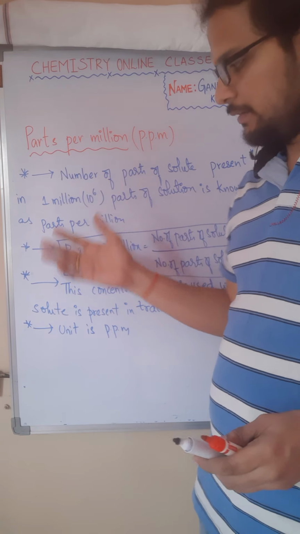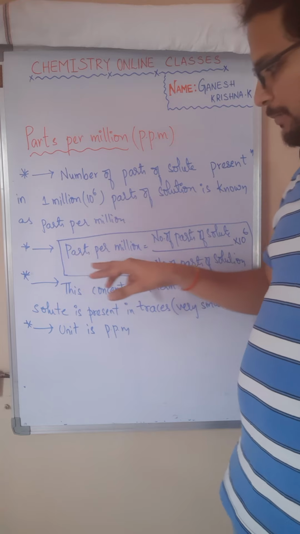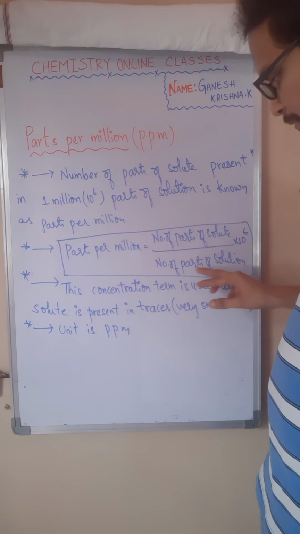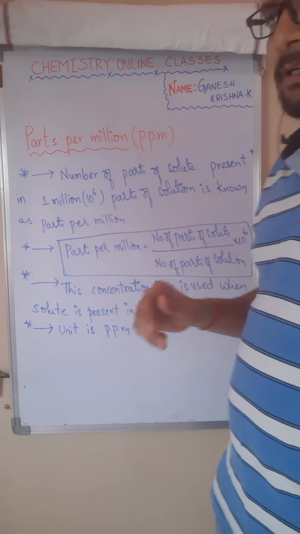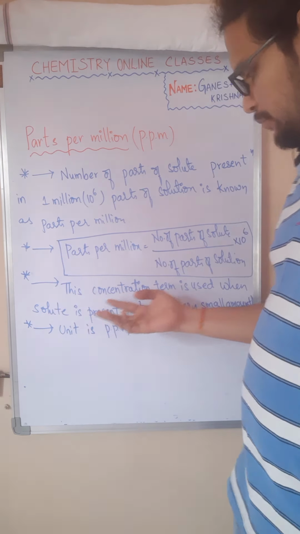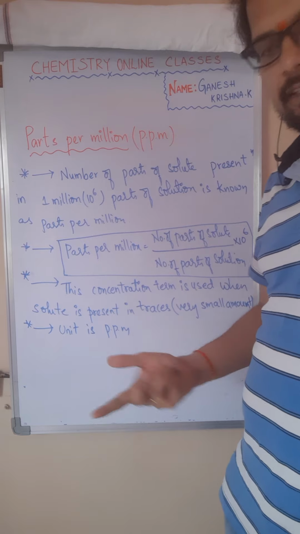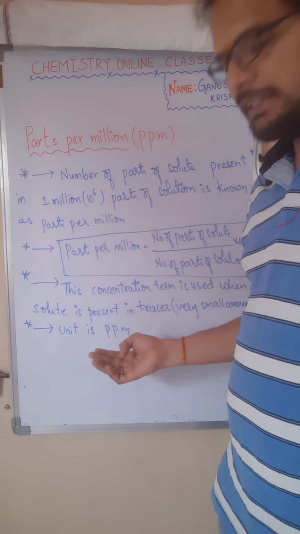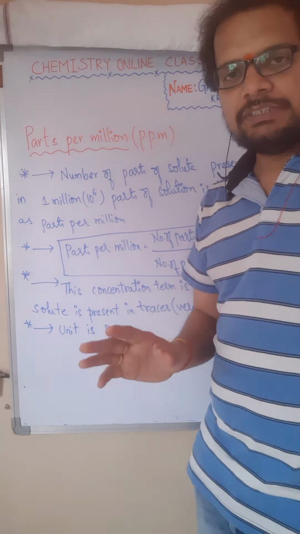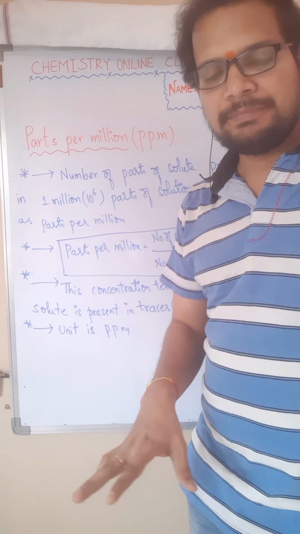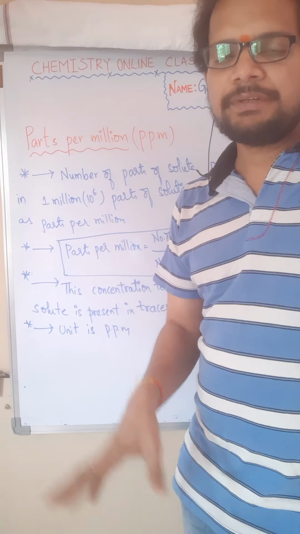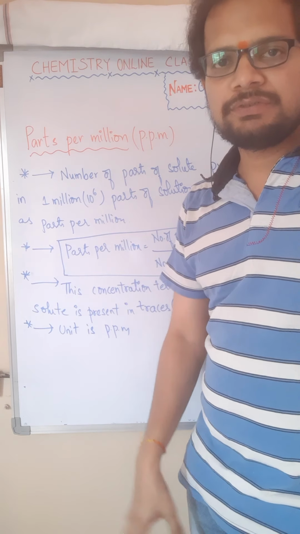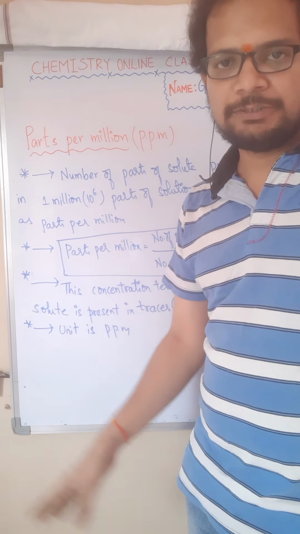Here the formula is written as parts per billion is equal to number of parts of solute by number of parts of solution into 10 power 9. Parts per billion also can be used when the solute is present in traces, and the unit of parts per billion is ppb. Generally, among parts per million and parts per billion, parts per million is used to a much greater extent.